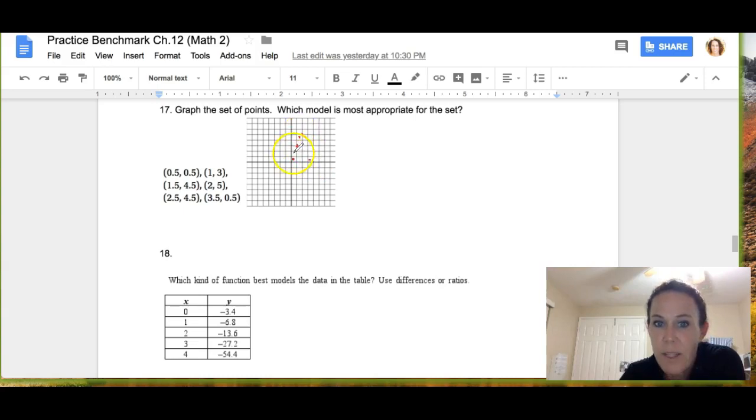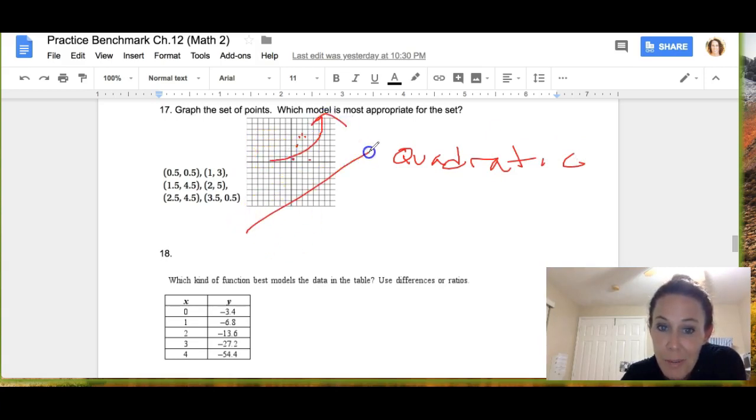All right, looking at this, it looks like it goes up and comes back down. Even though it doesn't have this point right here, this looks pretty quadratic. It looks like a parabola to me. So I'm going to say quadratic. If it were exponential, it would look something like this. If it was a line, it would look something like this. It doesn't look like either of those. It looks like a parabola to me.